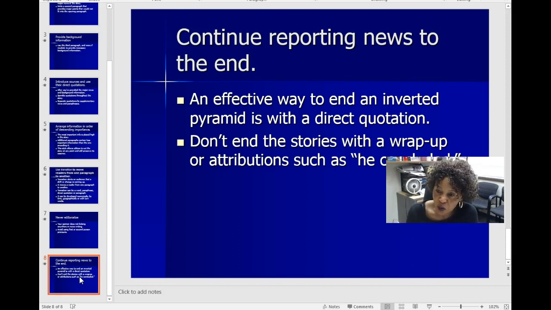The inverted pyramid. When in doubt, tell the reader what happened, who is involved, when it happened, where it happened, why it happened, and how it happened.